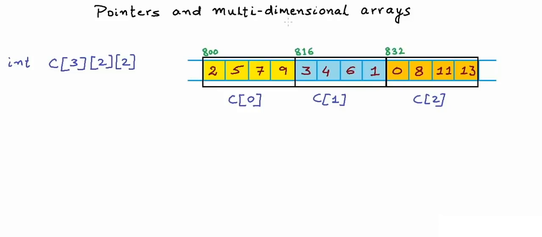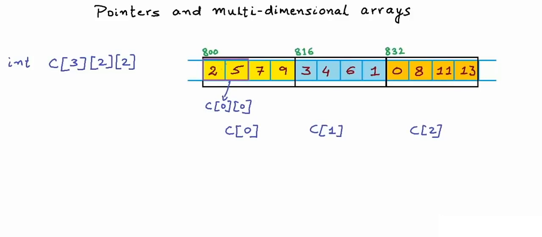So all these cells in yellow are part of the first 2-dimensional array. The next block of 16 bytes starting address 816 is C1, and the next block of 16 bytes starting 832 is C2. We can further break down the 2-dimensional arrays into 1-dimensional arrays. The first 2 integers in C0 are part of the first 1-dimensional array C00, and 7 and 9 are part of C01. The first integer in C00 can be accessed as C000, and we can go on like this.